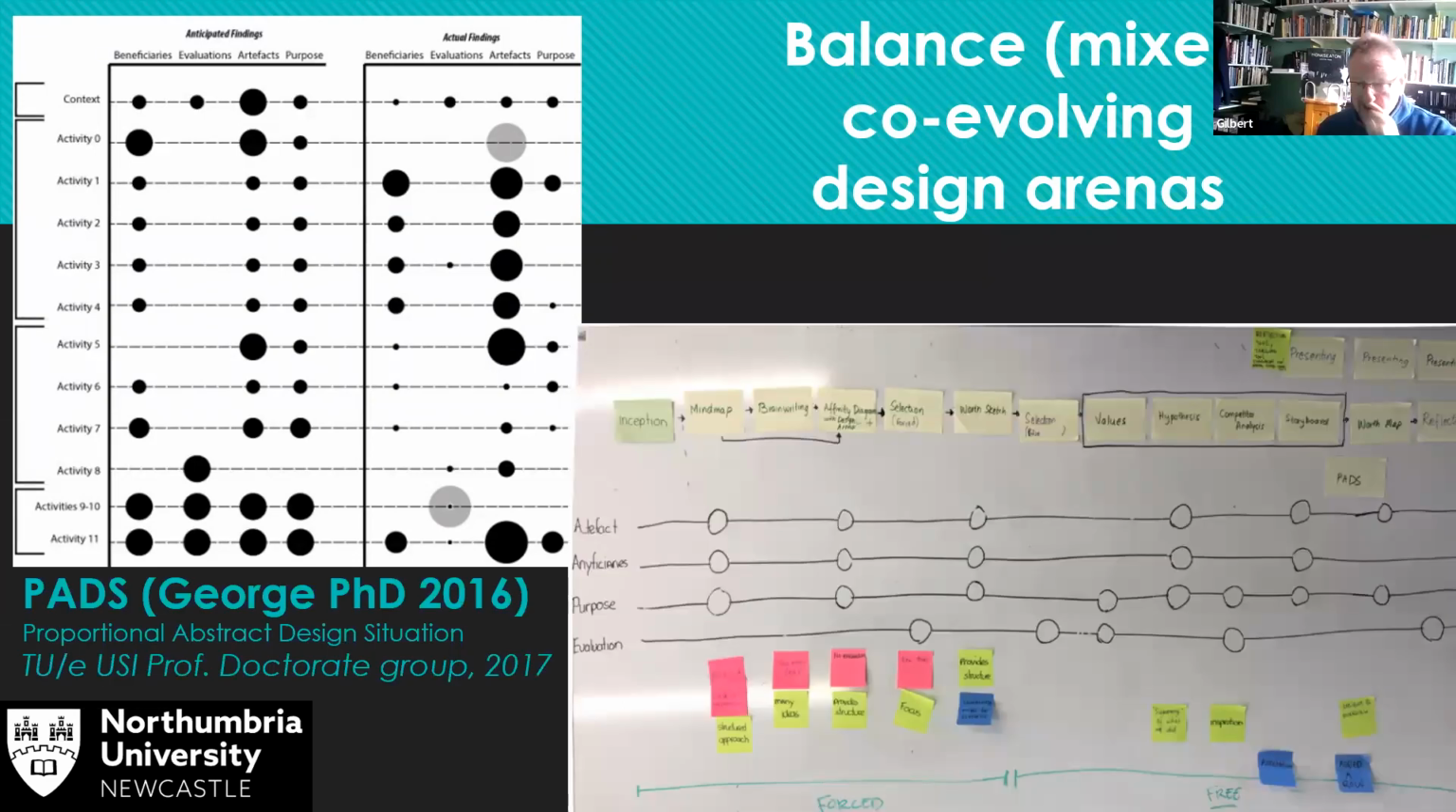This is some work from the professional doctoral students on a one-week sprint at Eindhoven, where they're going back and looking at their work so far and looking at the balance of arenas. They didn't use different sized circles because they were largely interested in what they'd done well, and then used this for planning what to do next. So for them, this was a tool for reflection on action, followed by reflection for action.